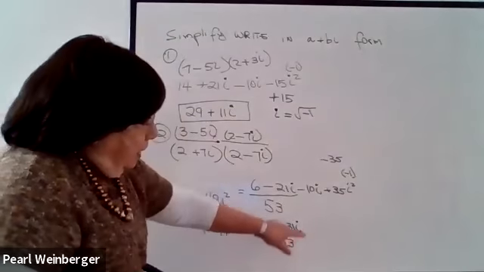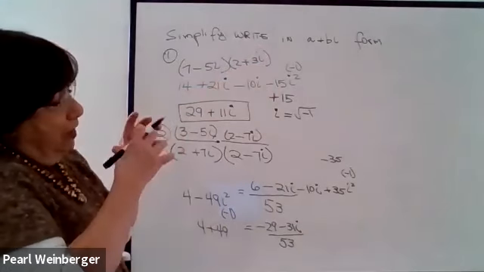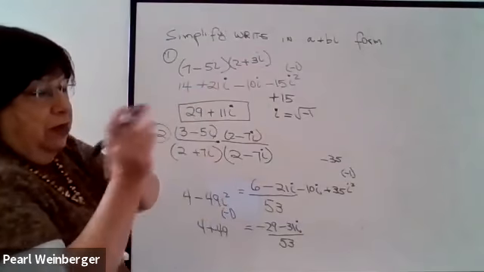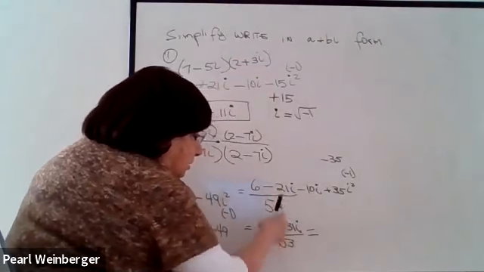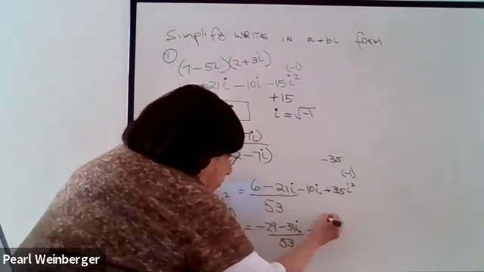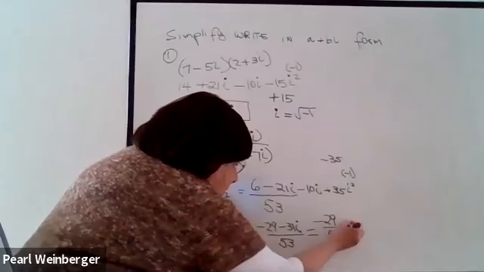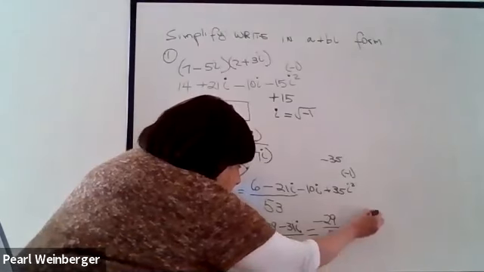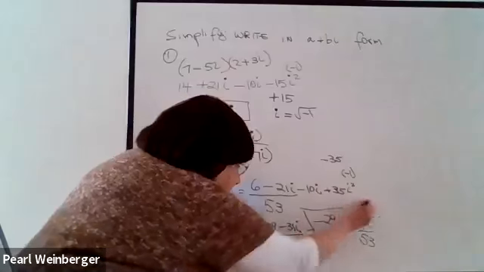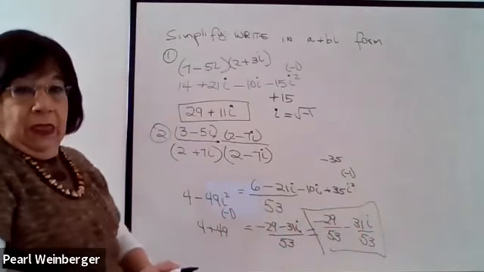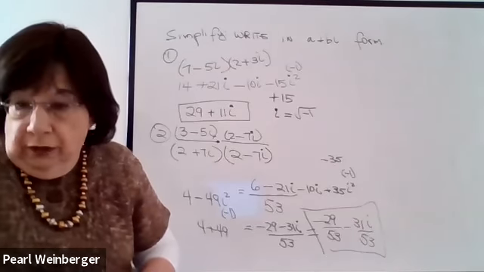This is a perfectly good answer, but it's not what we call A plus BI form. Because A plus BI form is you have to have the A number separately and the B number separately. So we just separate this. We put each term separately over the denominator. So we get negative 29 over 53 minus 31i over 53. And that's your answer in what we call A plus BI form. And basically that's what we had covered on Tuesday.